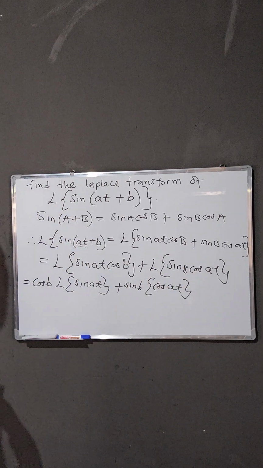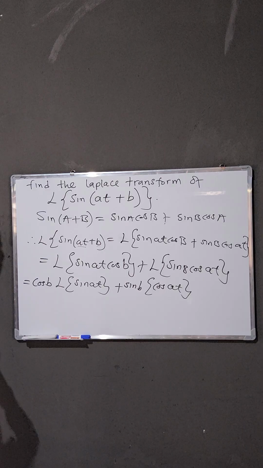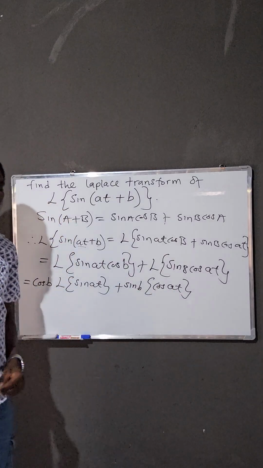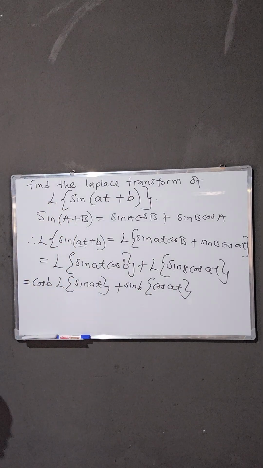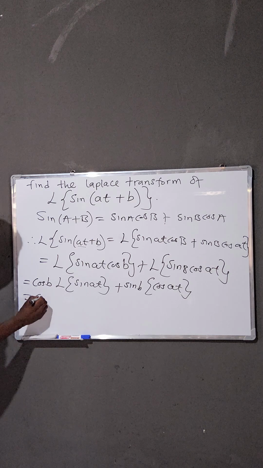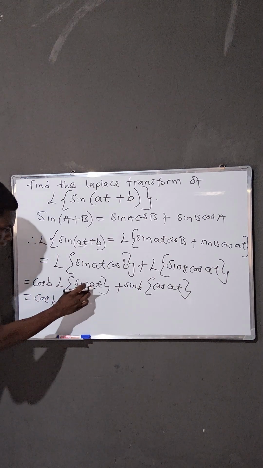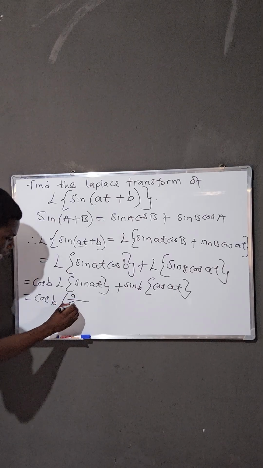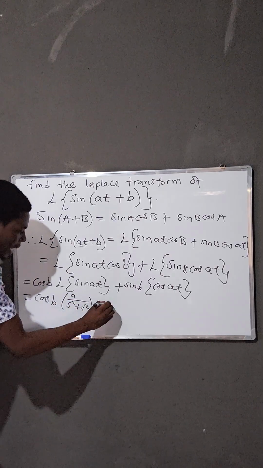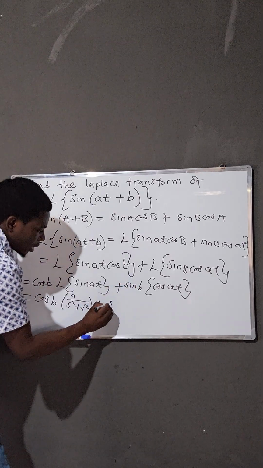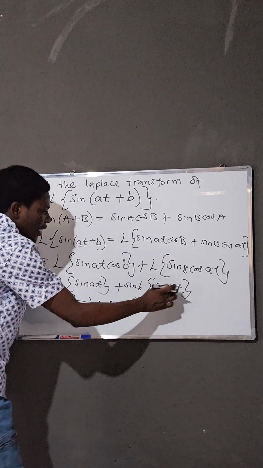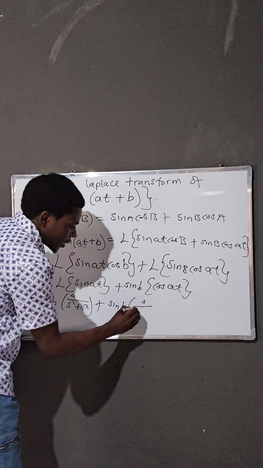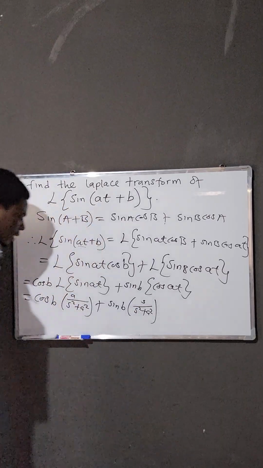From here, what you need to do is to use the Laplace transforms. The Laplace transform of this is known, and the Laplace transform of this also is known. It's just a matter of replacing in those transforms, and then you'll be able to get your final answer. So you have your cos b, then Laplace of sine(at) is given as a over s squared plus a squared, then plus. Here also you do the same: sine b is our constant, then Laplace of cos(at) is given as s over s squared plus a squared.